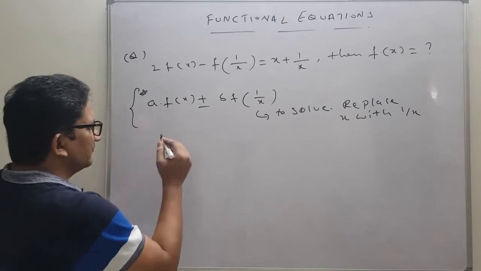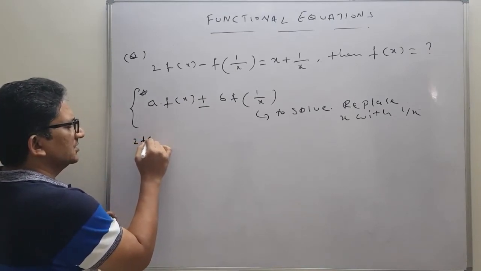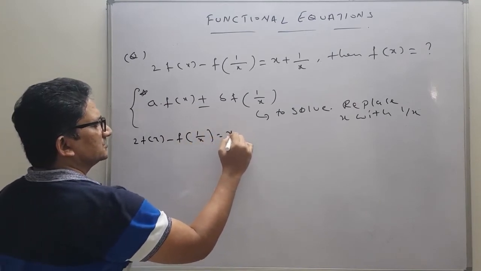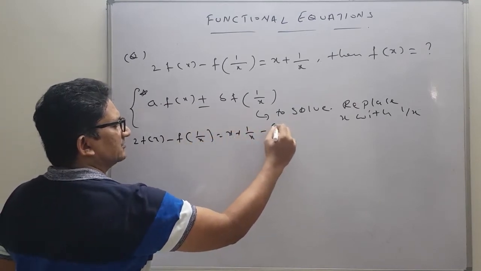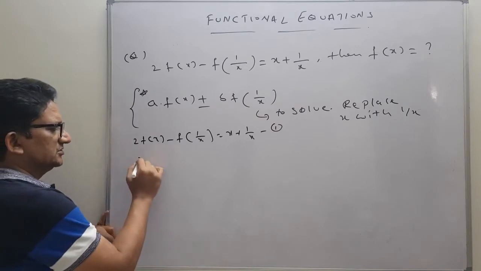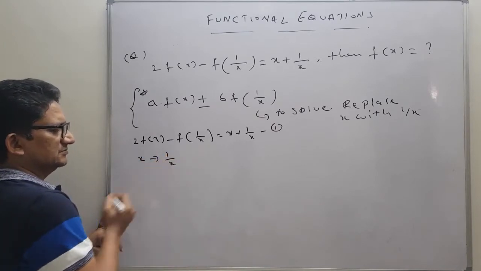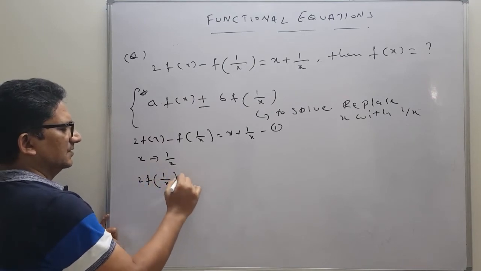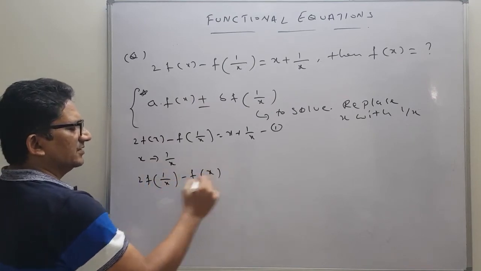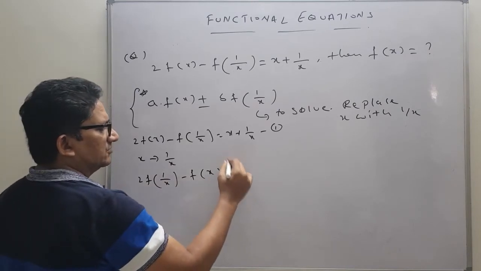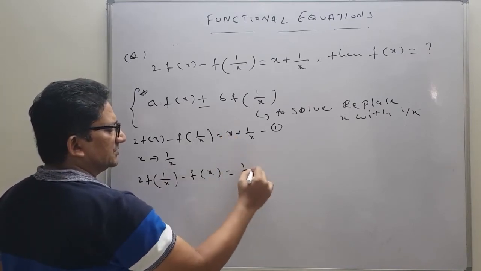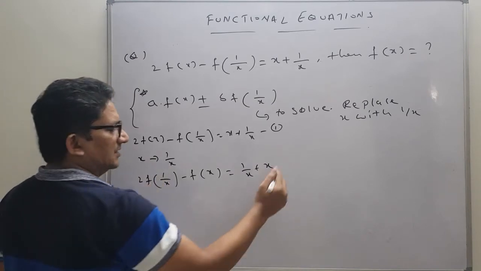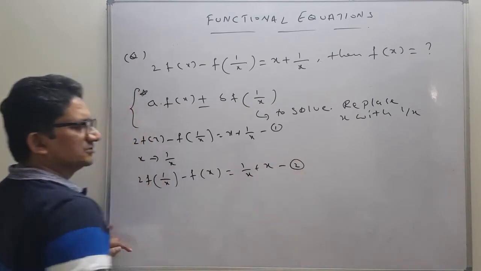First we will consider 2 times f of x minus f of 1 by x equals x plus 1 by x. We will take it as equation 1. Now change x to 1 by x. Then it looks like: 2 times f of 1 by x minus f of x equals, here x becomes 1 by x and 1 by x becomes x, because we are replacing x with 1 by x. I will take this as equation 2.